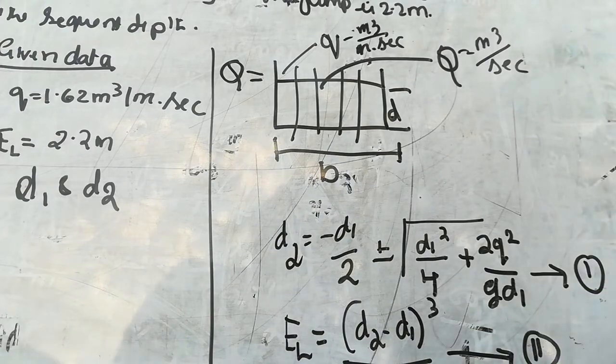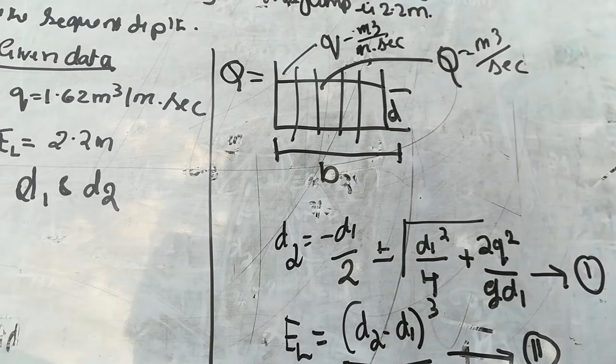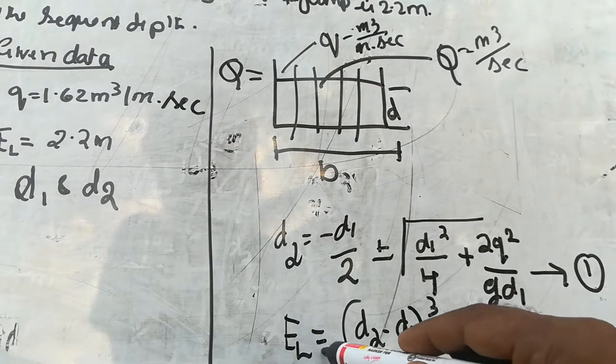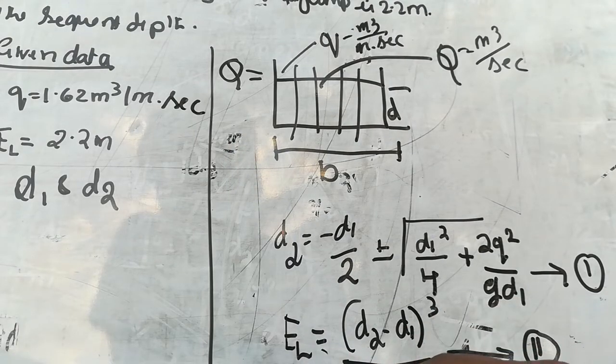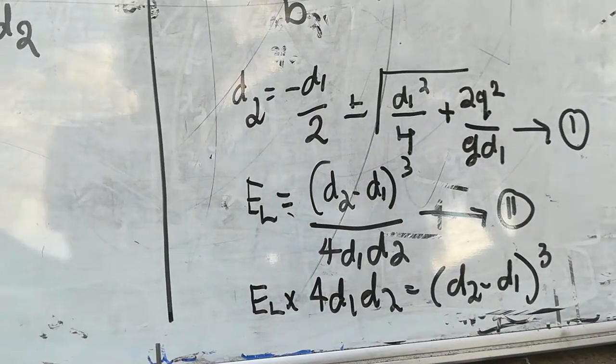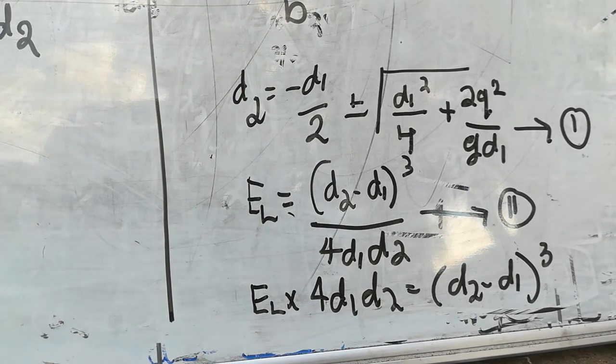Here we have the value of EL, the energy loss, and we don't know d1 and d2. So we rearrange the equation: EL into 4 d1 d2 is equal to (d2 minus d1) whole cube. I have written the equation in that form.